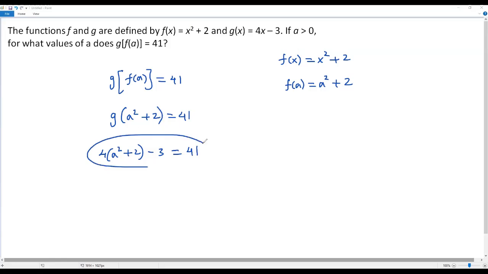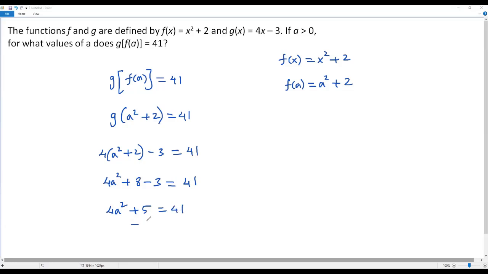Now we have to solve for a in this equation. I distribute the 4 to a squared and 2, and I get 4a squared plus 8 minus 3 equals 41. When I combine plus 8 and minus 3, I get plus 5. Now let me subtract 5 from both sides. The plus 5 and minus 5 cancel out, and 41 minus 5 becomes 36.